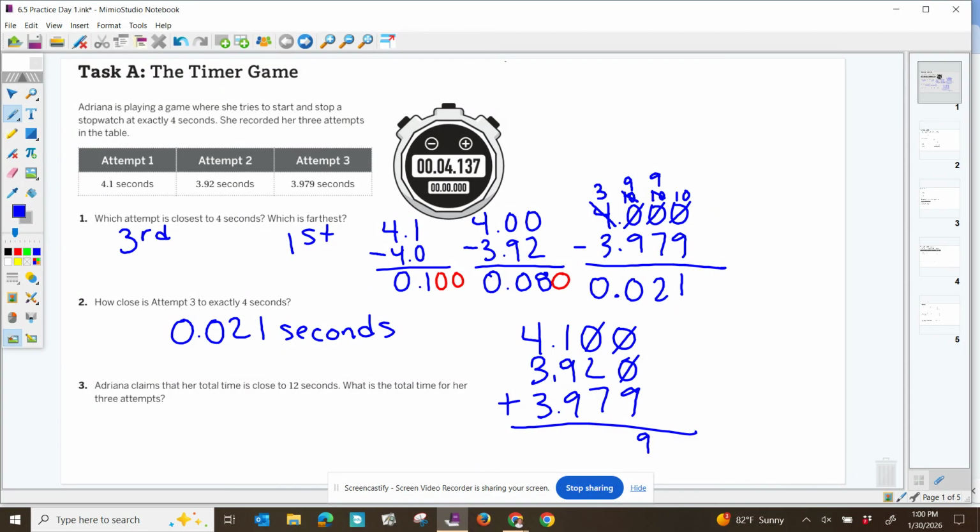I get 9, a 9, 19. Carry the 1 is 11. I get 11.9999. That is very close to 12. That's 1 thousandth of a second away from 12.